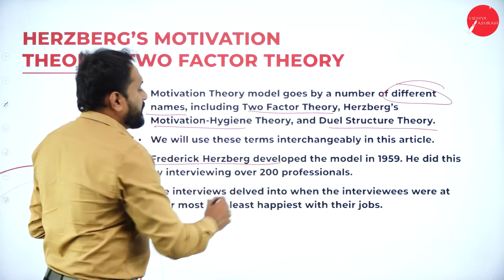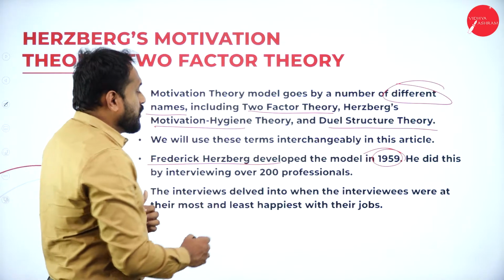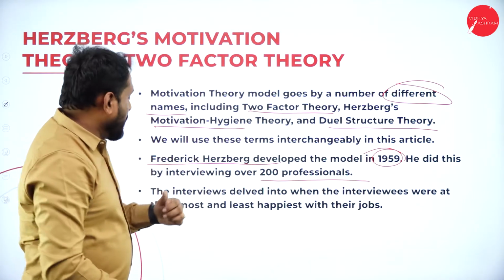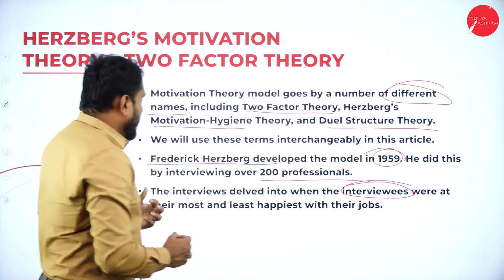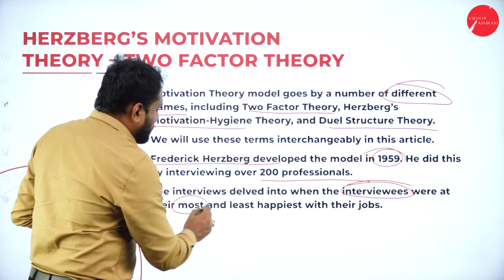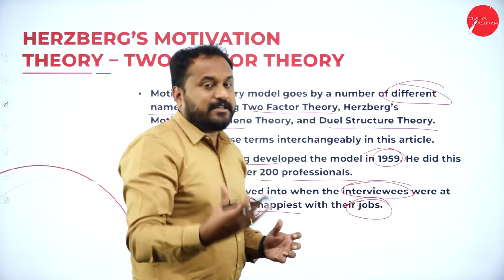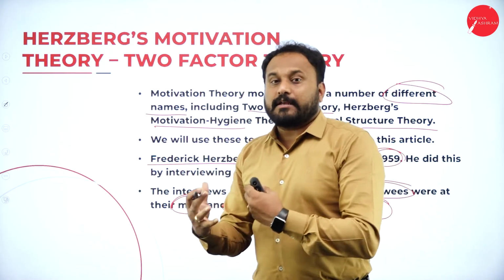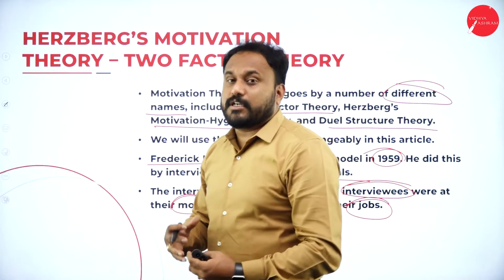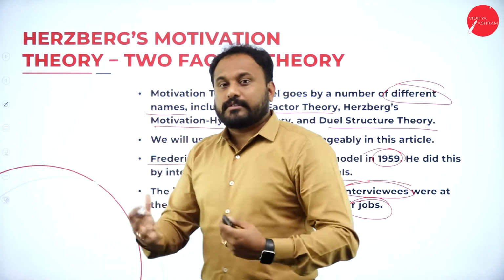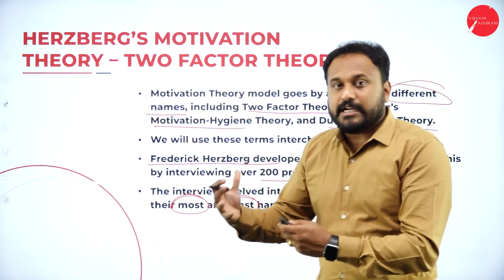And Frederick Hertzberg developed this model in 1959. He did this by interviewing over 200 professionals. The interviews delved into when the interviewees were at their most and least, please understand, most and least happiest with their jobs. So he took a random 200 people, where some were the happiest people who used to work and get things done, and some were the least happy people. So these are the randomly selected professionals with whom he did the experiment in 1959.